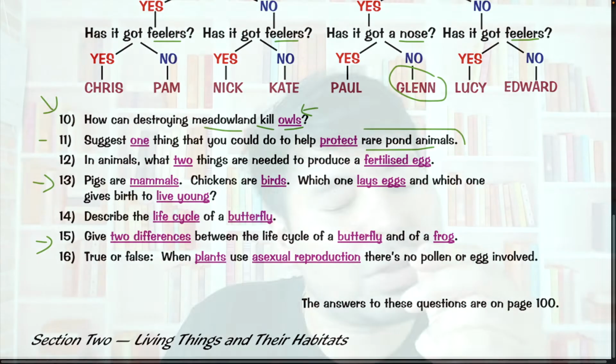So again, this one, okay? So give me two differences between the life cycle of a butterfly and a frog. So if you don't know, go back there, check it out. So this is the answer. Remember that this questionnaire here, all the answers written, okay? Get a note on your book and answer that, okay?